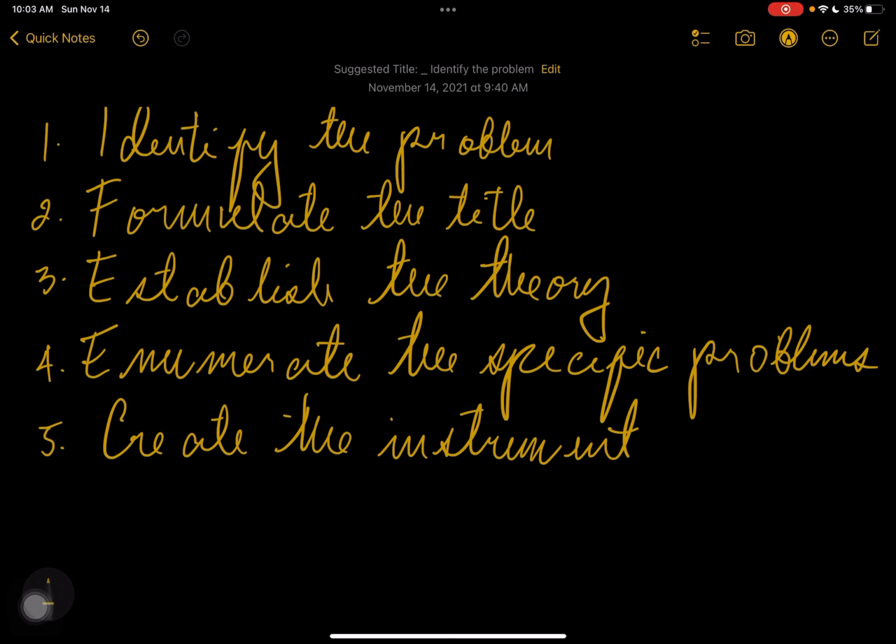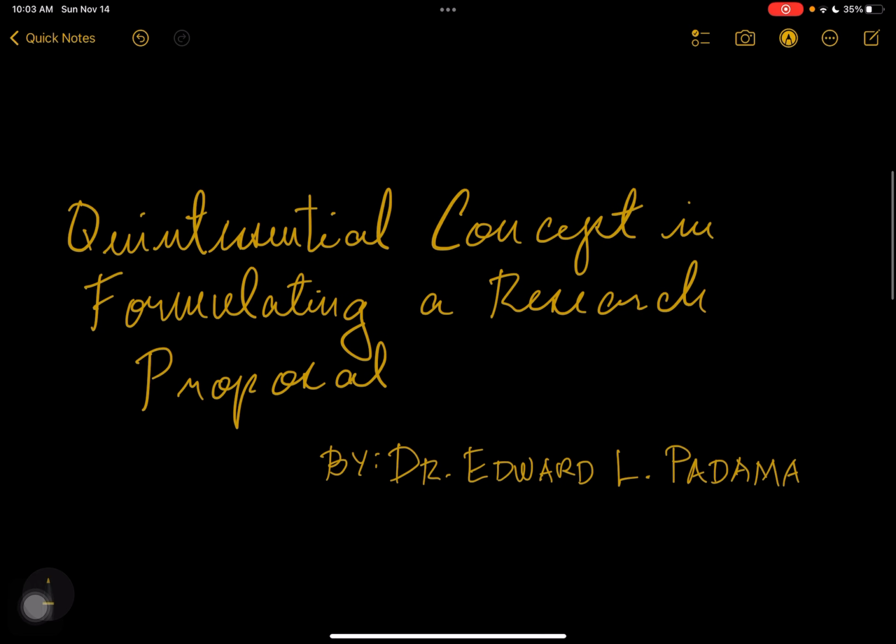If you were able to identify all of these elements in this particular sequence, then you would already have an overview, an idea of what you will be doing in your research as a whole. This is the purpose of this particular concept, which is a quintessential concept in formulating a research proposal.